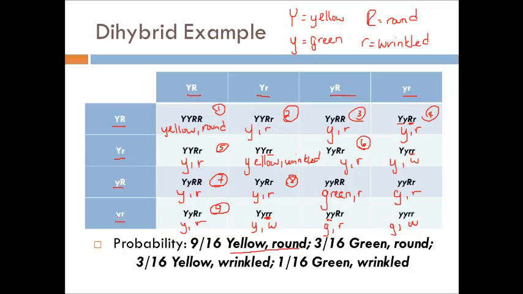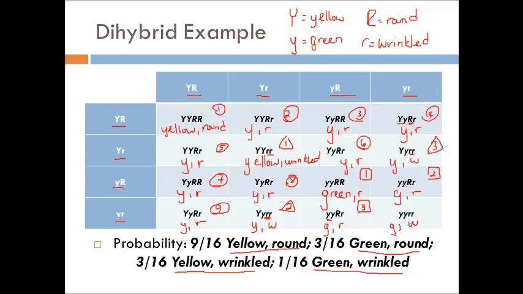Because our total is 16, we say 9/16. Then we have 1, 2, 3 that are green and round. We have 1, 2, 3 that are yellow and wrinkled, and then we have our last one at the very bottom that is green and wrinkled. So that's 1 out of 16.